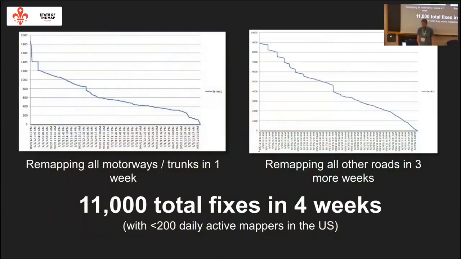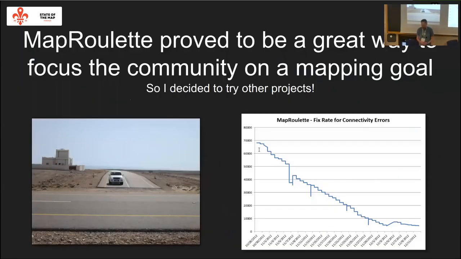So in 4 weeks, the small community remapped all the stuff that was destroyed by the license change, almost entirely, right? So that was a pretty big effort. That didn't clean up all of the Tiger roads, but it did clean up all the things that were destroyed in the license change. So that was pretty good. I was actually encouraged to do more with that idea, right? Of using small tasks to fix big problems over time with the community.